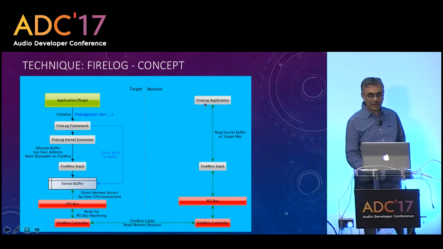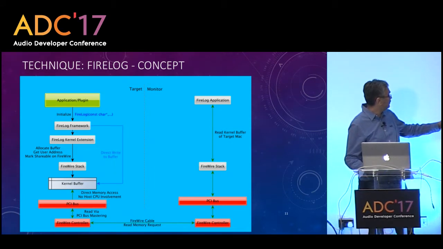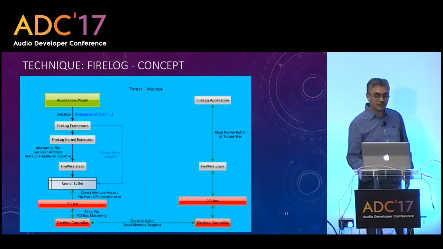On the Monitor Mac, when the FireLog application runs, it will repetitively send FireWire commands to read that memory buffer. So it goes through the PCI bus, through the FireWire controller, and then it goes to the target Mac, and there it reads the buffer again using PCI bus mastering. So this is able to read the data without involving the CPU of the target Mac.